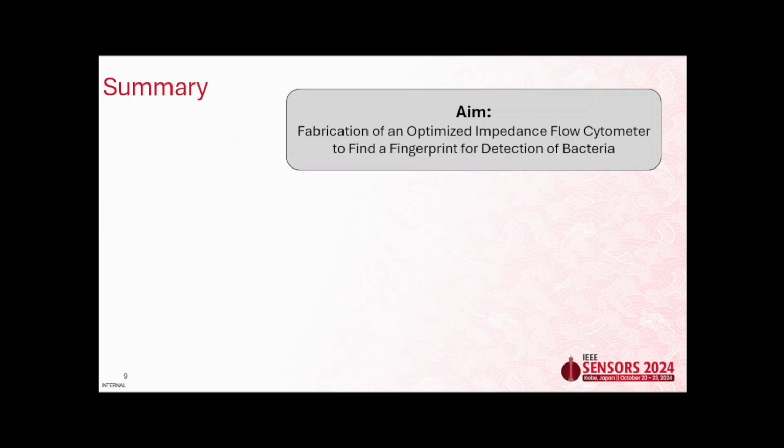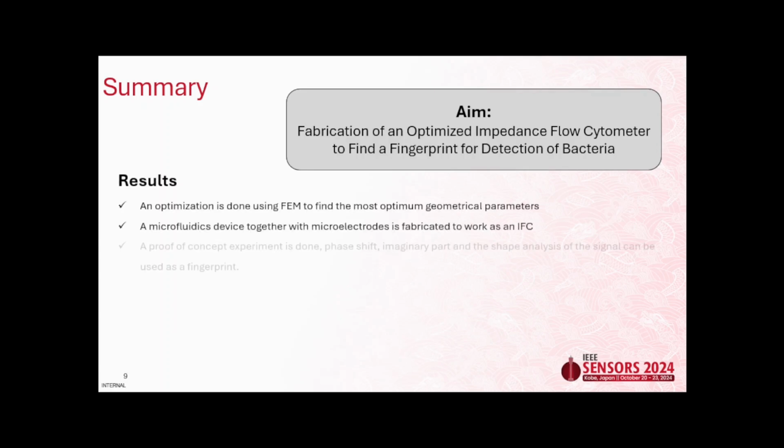So as a summary, the aim of this research is fabrication of an optimized impedance flow cytometer to find a fingerprint for detection of bacteria. And so far, the optimization is done, a microfluidic device together with the microelectrode is fabricated, and a proof of concept experiment is done, and we saw that the phase shift, imaginary part, and also the shape analysis can be used as a fingerprint to detect the bacteria among other normal non-biological particles.